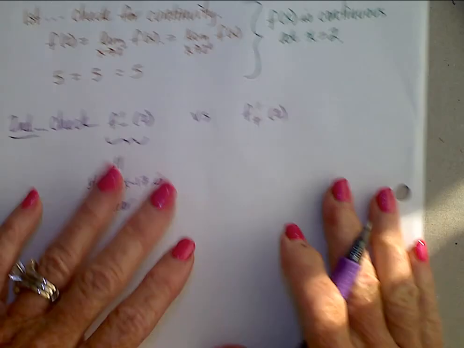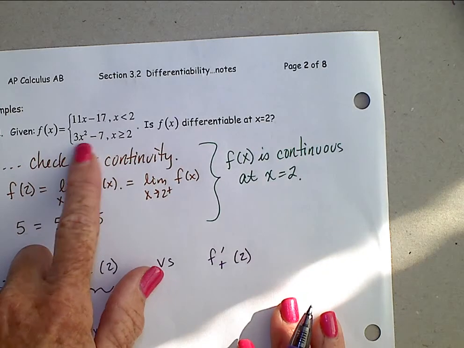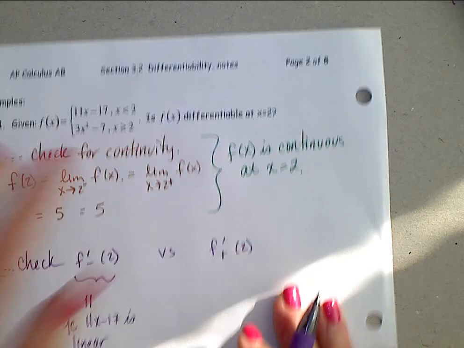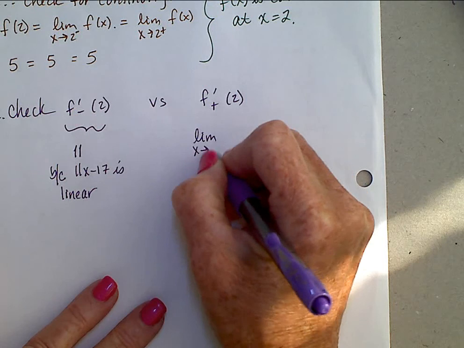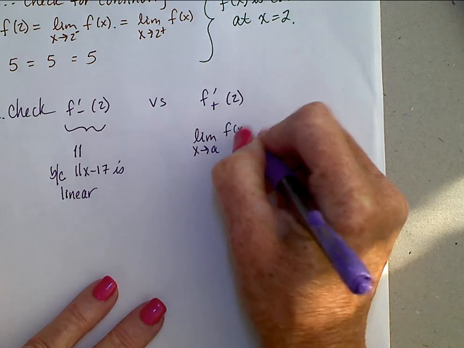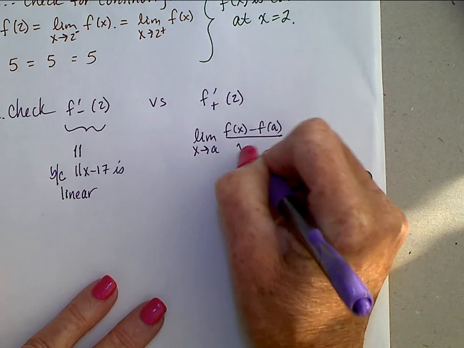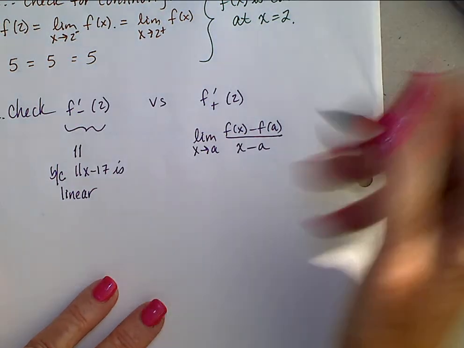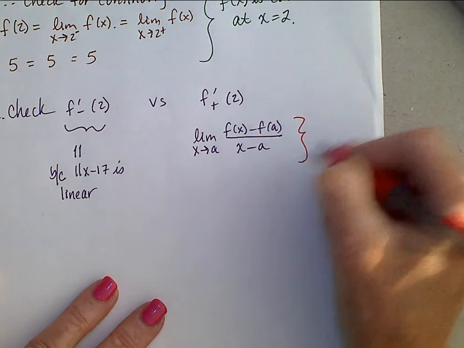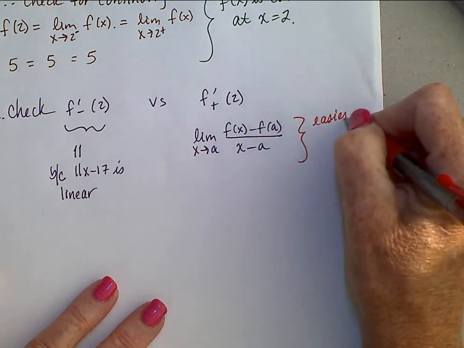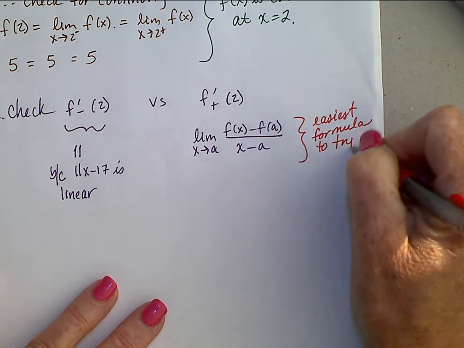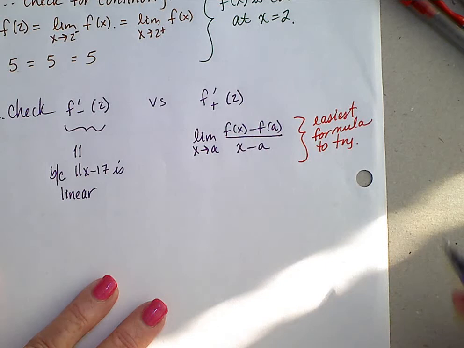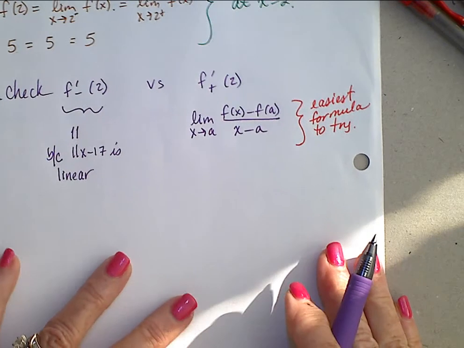Now this piece over here, that's coming from the right side of 2, that says quadratic, so we have to use one of our limit formulas. The easiest formula to use is this one. Sometimes it doesn't work, but it's the best one to start with. If it doesn't work, then you're going to have to go back to a limit as h approaches 0. But let's try this one.